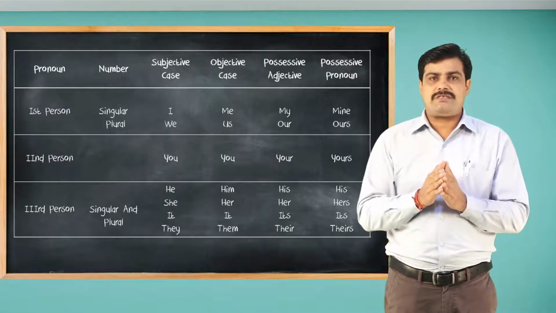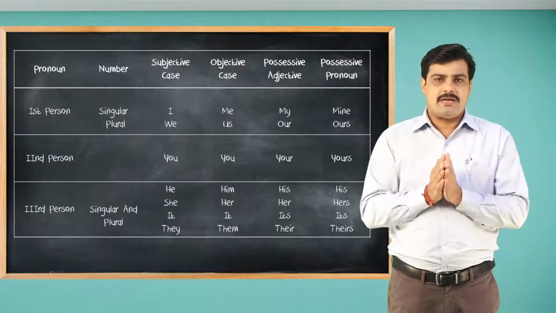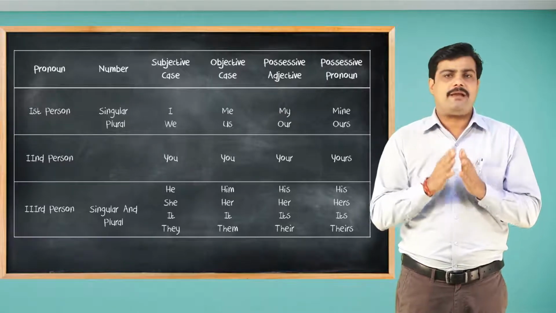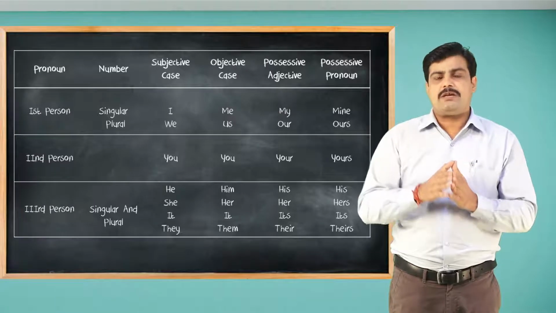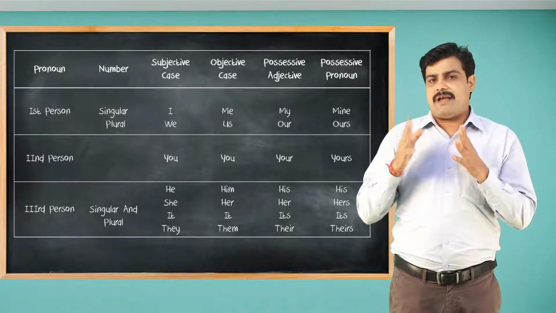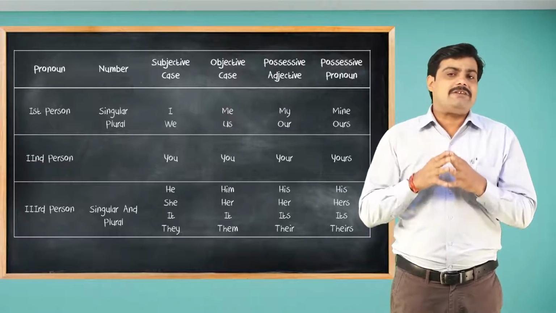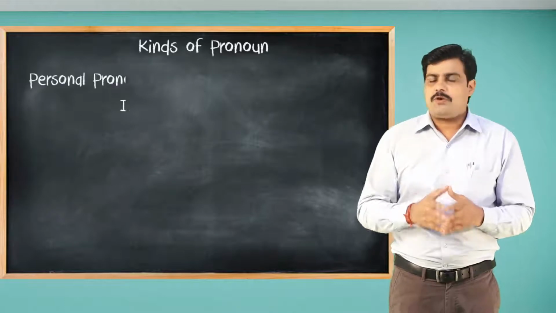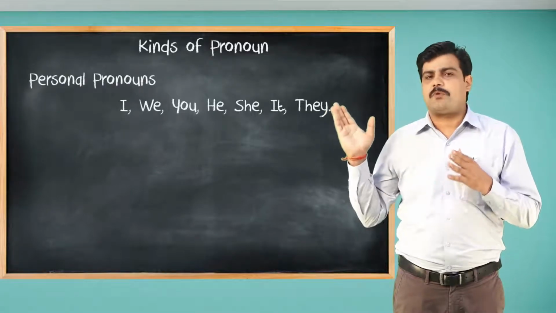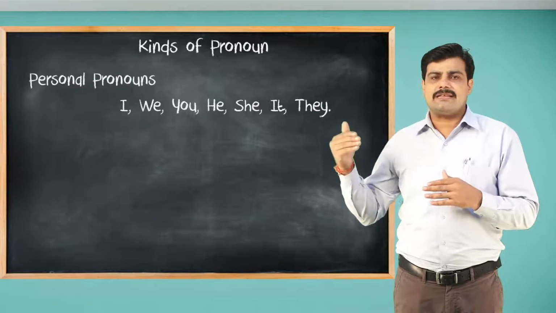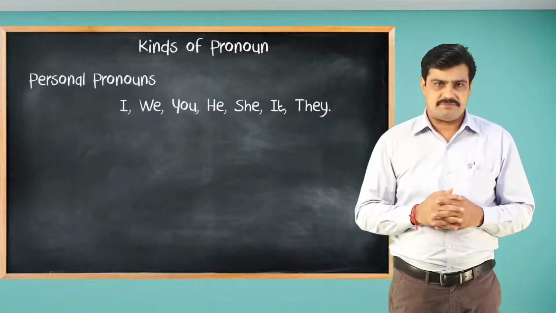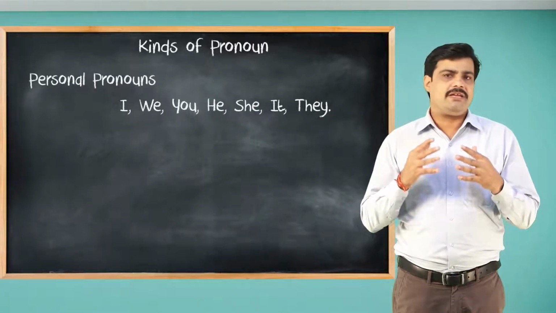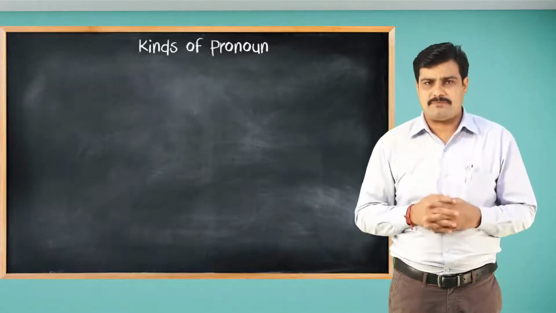So we have to understand what is the subjective case. Subjective when the pronoun is used as a subject. Objective case when the pronoun is used as an object. Possessive adjectives and possessive pronouns when they show a possession. So here is a list of the personal pronouns which are indicated just against their names. For example, personal pronouns are I, we, you, he, she, it, they, etc.